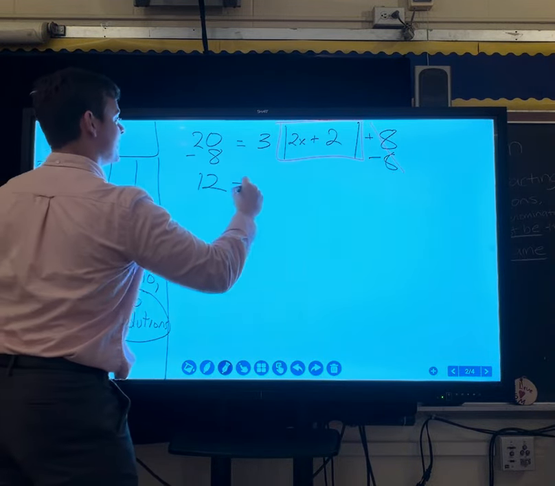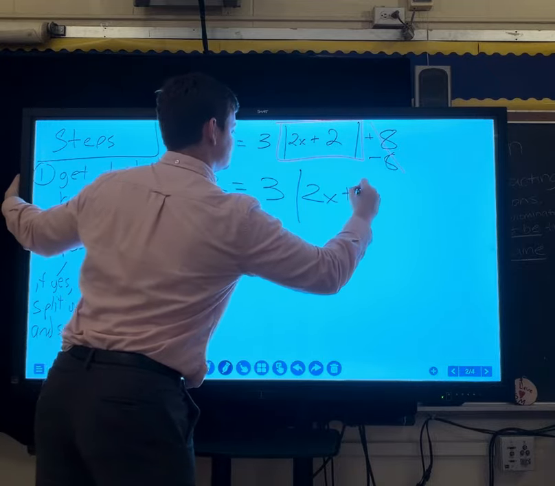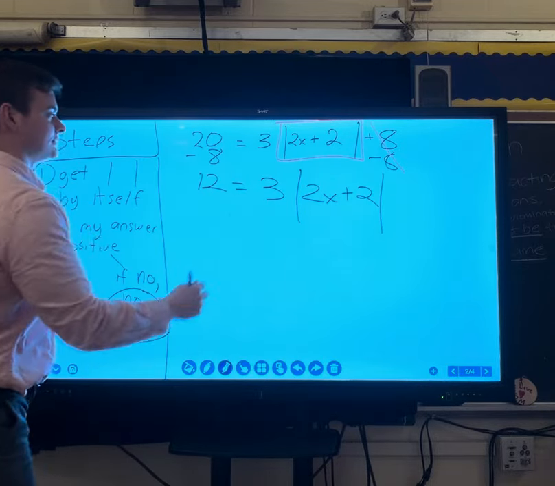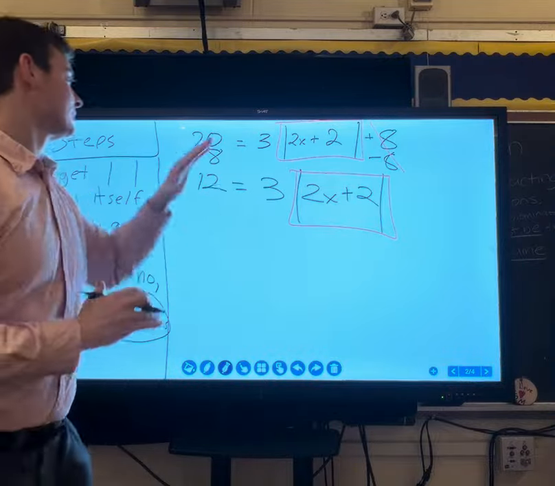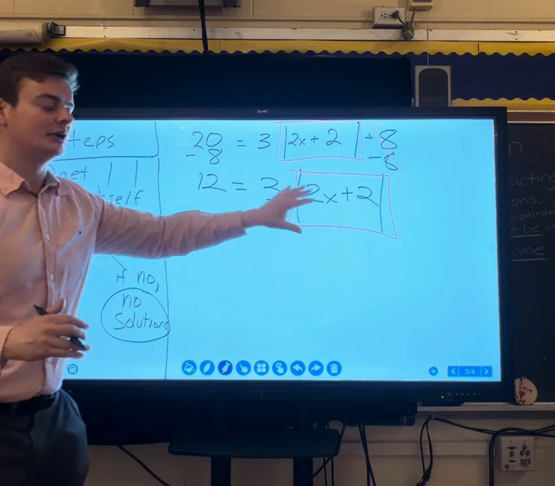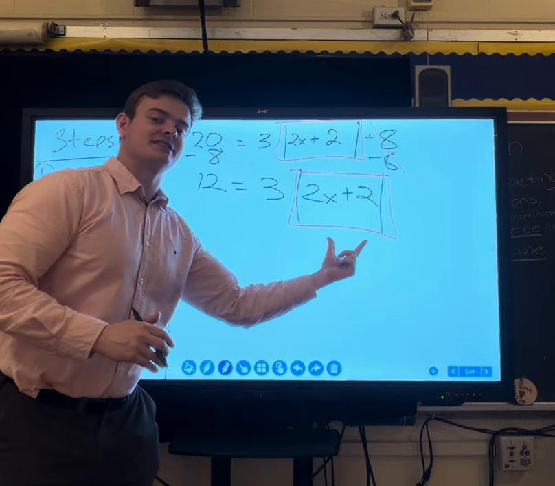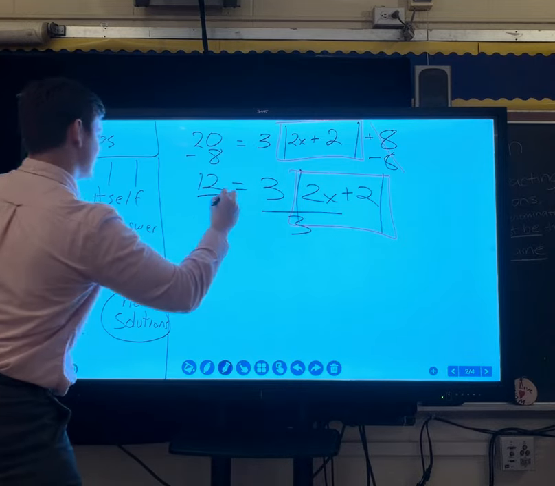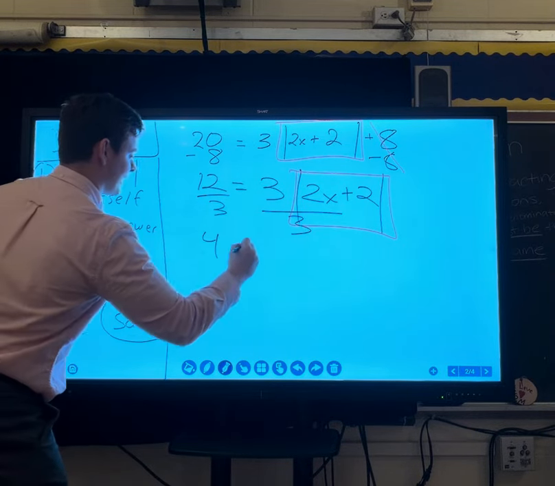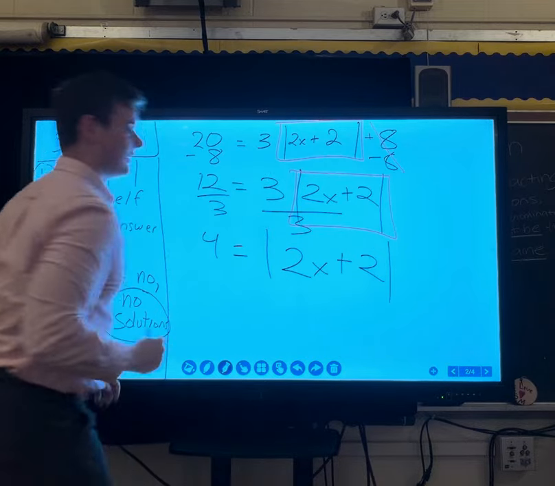I'm left with 12 equals 3 times the absolute value of 2x plus 2. I put that in my little red box, so I know that's what I'm talking about. That's what I want by itself. Right now there's a 3 in front of it, almost like they have 3 of whatever this thing is. So to get rid of that, I'm going to divide by 3, divide by 3, and I have 4 equals the absolute value of 2x plus 2.